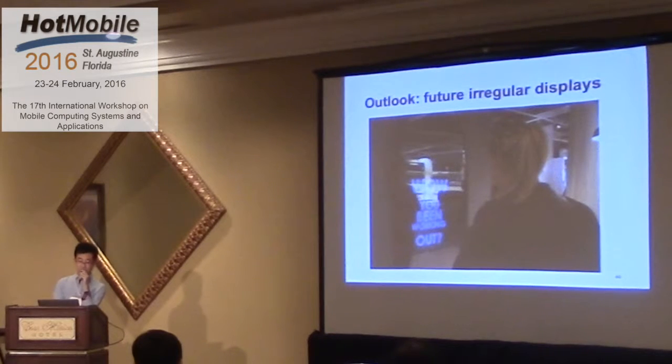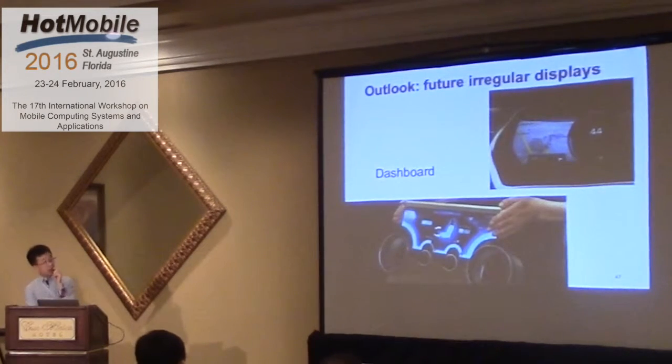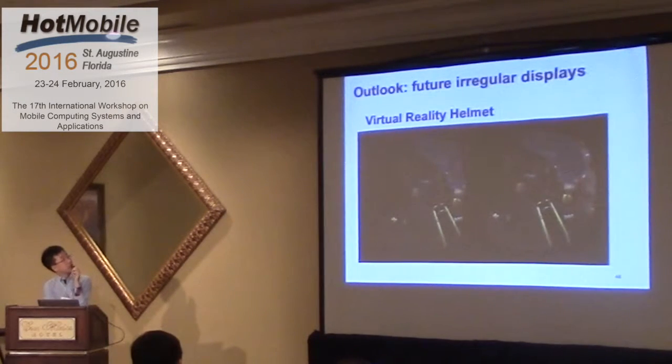So let's look at the outlook for the future. We believe that irregular displays will become pervasive in the future. For example, one day when you walk into a shopping mall, you may see a smart mirror, which has a big irregular display. When you drive your car in the future, you will see your dashboard has irregular displays. And when you wear a virtual reality helmet, you will also find the display is irregular.